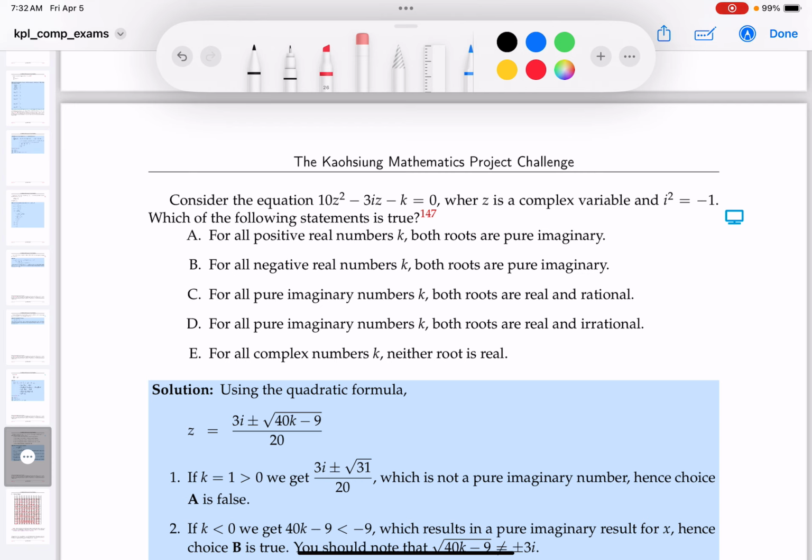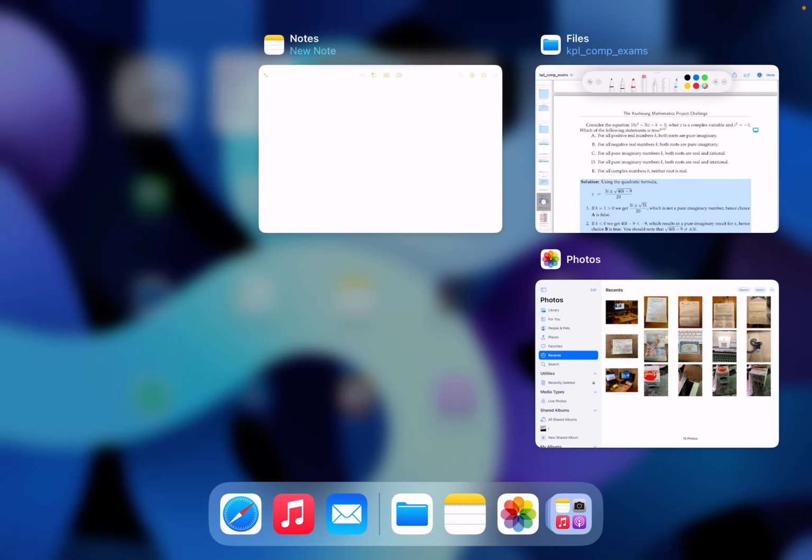Again, I've got to read each statement and look at the equation and see if it's true or not. So what I'm going to do is go to the whiteboard and write the equation down. The equation is stated as follows: 10z squared minus 3iz minus k equals 0. So I'm going to use the quadratic formula to solve it.